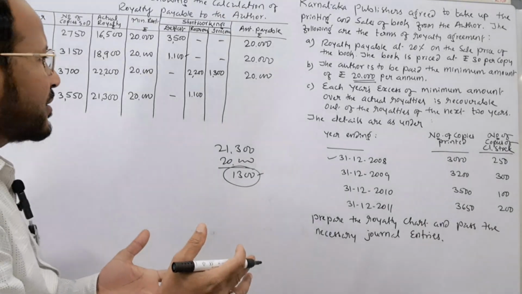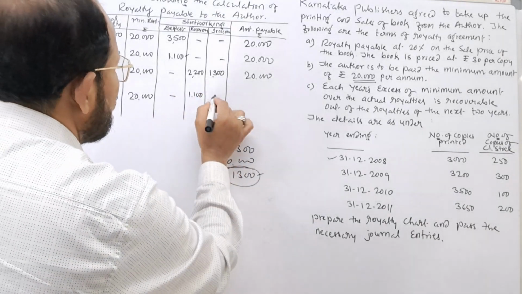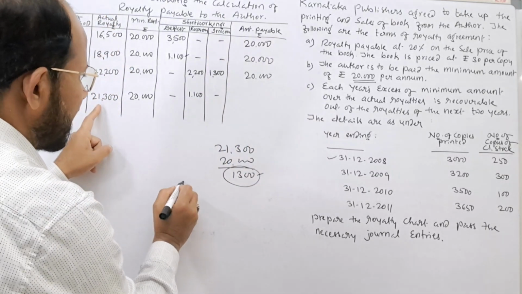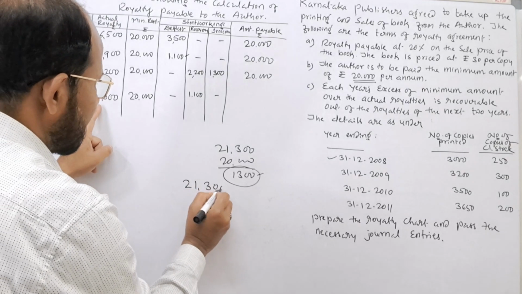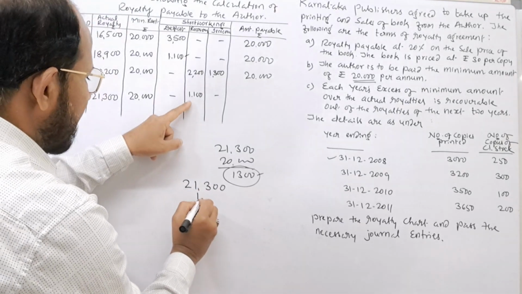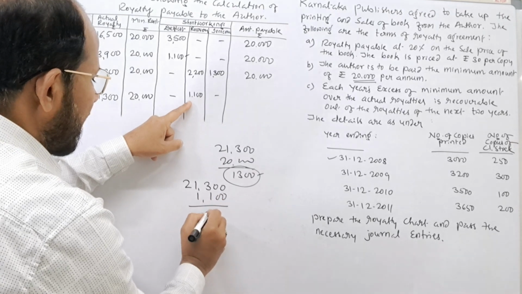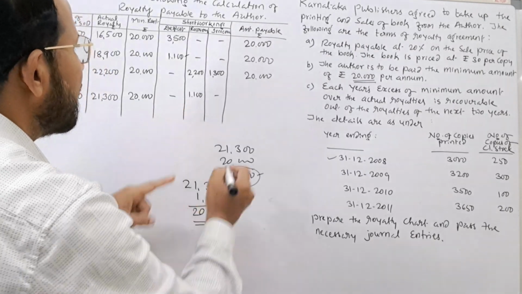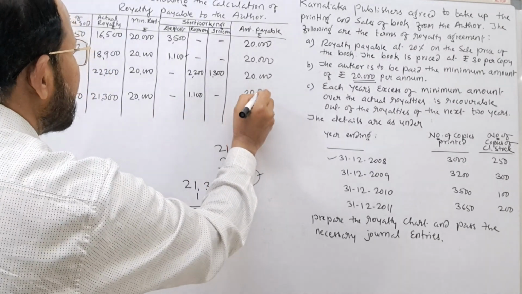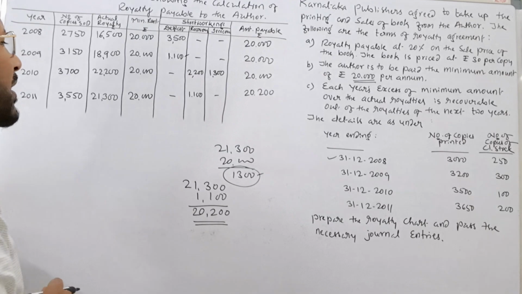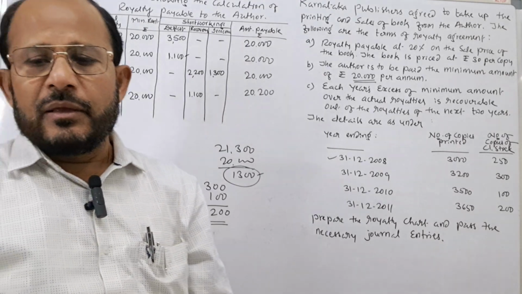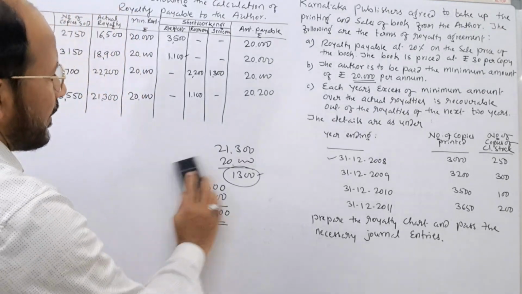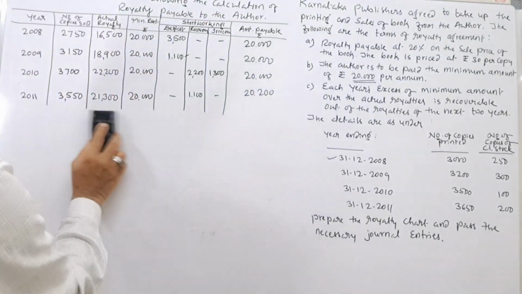And the remaining balance is given to whom? To the author. See, out of 21,300, try to understand here, out of 21,300, 1,100 is recovered, and the remaining amount of rupees 20,200 is given to the author. 20,200 is the amount which is given to the author. This is the way how we have to prepare a royalty chart. I hope you understood the concept.